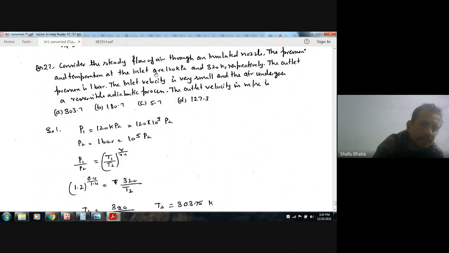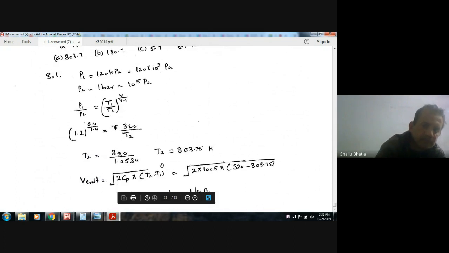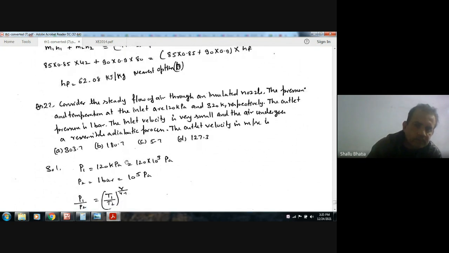The outlet pressure is 1 bar. As the isentropic process, or reversible adiabatic process, has been assumed, we can use the isentropic relationship to find the temperature at the exit. Because we have pressure at inlet, pressure at outlet and temperature at inlet, we can calculate the temperature at outlet. So V exit is nothing but the square root of the change in enthalpy.